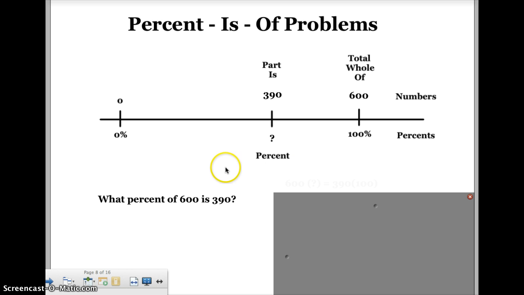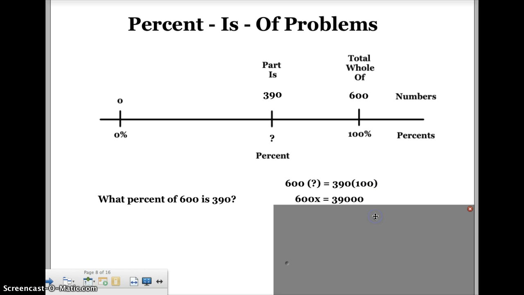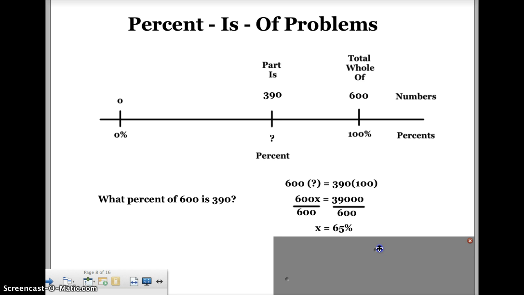Now if you look at it, it's a very easy cross-multiplying problem. My numbers are x and 600 and 390 and 100%. So when I cross-multiply, I take 600 times question mark, and that's going to be equal to 390 times 100. Then if I multiply those out, I'm going to have 600x is equal to 39,000. Then if I divide both sides by 600, I should get my answer. And in this case, my answer is x is equal to 65%.